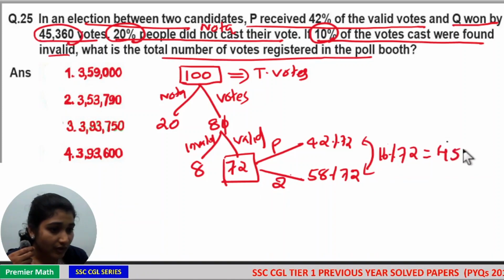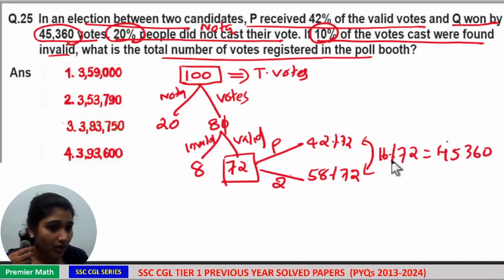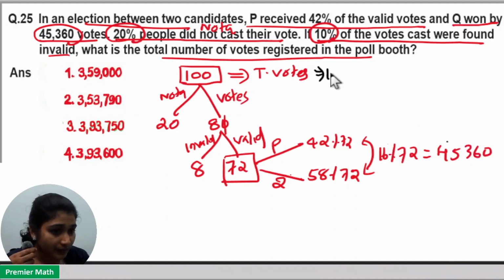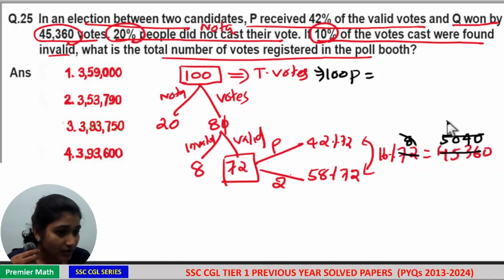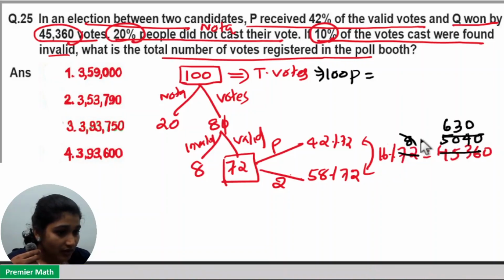And here Q won by 45,360, which means the difference between these two is equal to 16% of 72, which is equal to 45,360. If you solve, you will get the answer of 100 parts. 100 parts is our answer. Now, 9 goes 8 times in 72, 5 times in 45, and 4 times in 36. Again, 8 goes 6 times in 48, 3 times in 24. And here, 2 goes 8 times in 60, 15 times in 630.